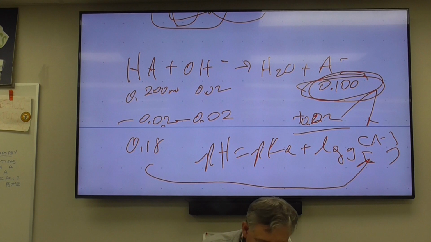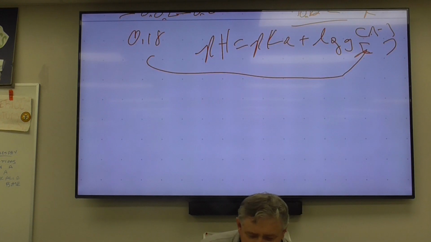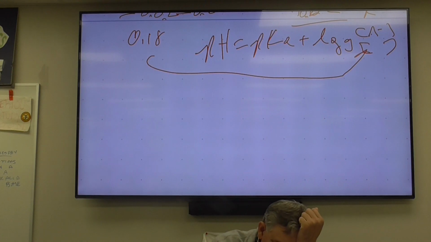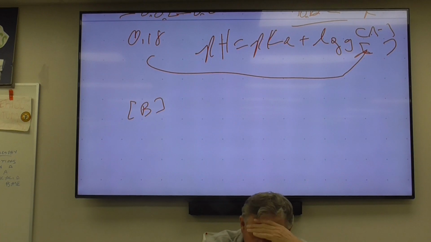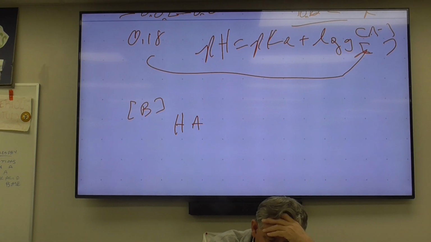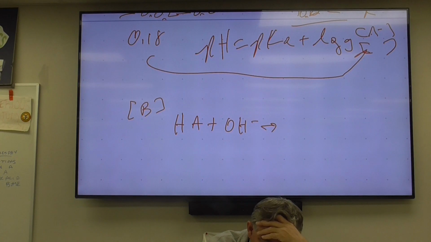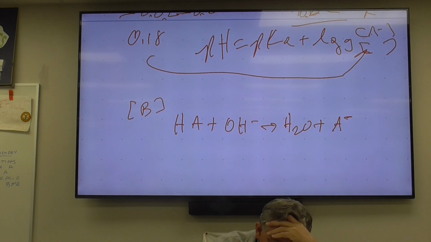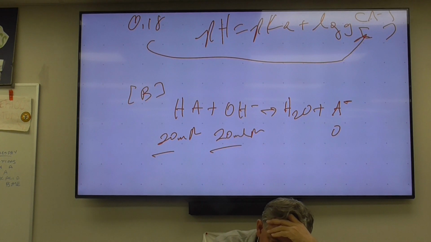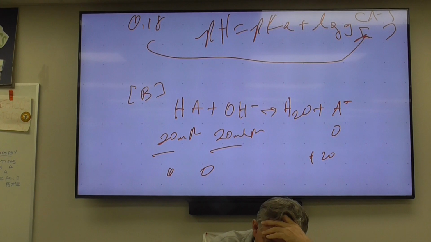On number 9, when you get to B, this is this complicated one because of the fact that your HA plus your OH yields your water and the anion. So in this one, you've got 20 millimoles of your base, you've got 20 millimoles of your acid, boom. This all goes away, 0, 0, plus 20.